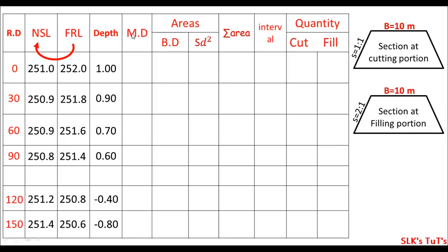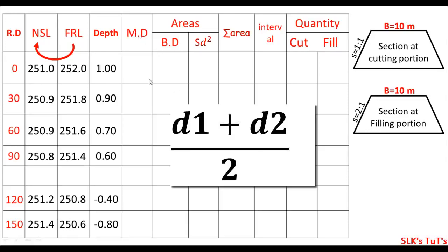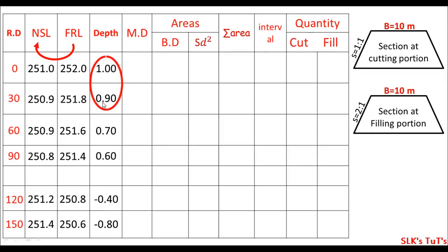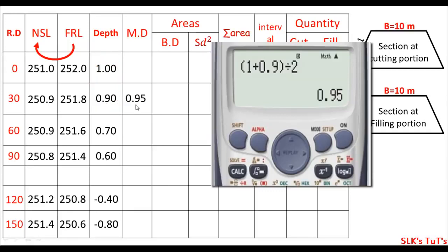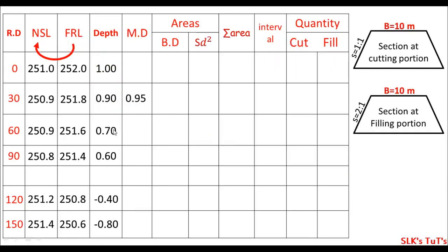And now I'll calculate the mean depths. MD represents the mean depths, okay? So we'll add two depths and divide by 2. Like these two: 1 plus 0.9 divided by 2 is 0.95. And these two, the summation of the depths of two stations divided by 2, right? Like 0.9 plus 0.7 divided by 2, this is 0.8, and 0.7 plus 0.6 divided by 2, this is 0.65.